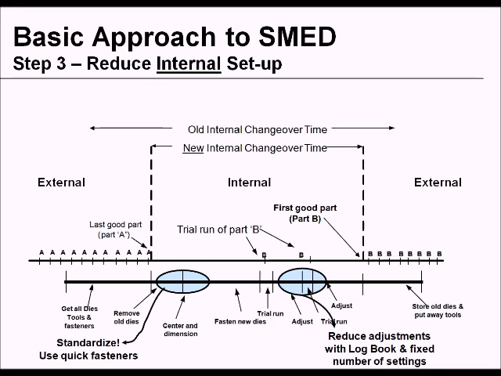You can see the top arrow, the old internal changeover time, arrow to arrow, is longer than our new changeover time, arrow to arrow. We probably have maybe a 30% reduction. So you're getting 30% more out of your process. That's a pretty good improvement. And you can use this approach with about anything.